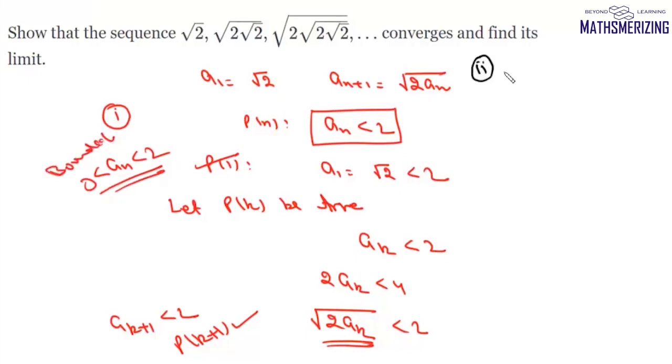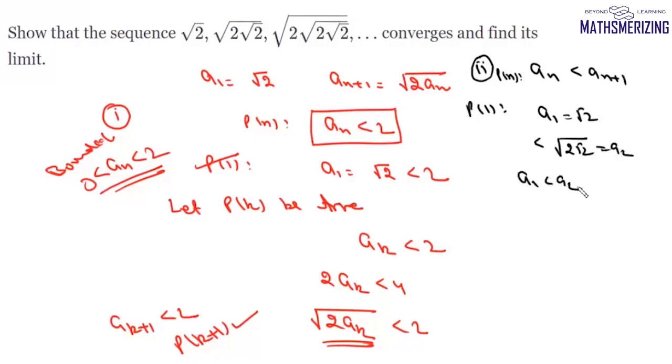Now for the second part, we'll prove that the sequence is a monotone increasing sequence, that is, a(n) is less than a(n+1). So that's your assertion P(n). We'll prove this assertion for n equals 1. For n equals 1, we get a1, and a1 is root 2, which is less than the square root of 2 root 2, which is a2. That is, a1 is less than a2. That means it is true for n equals 1.